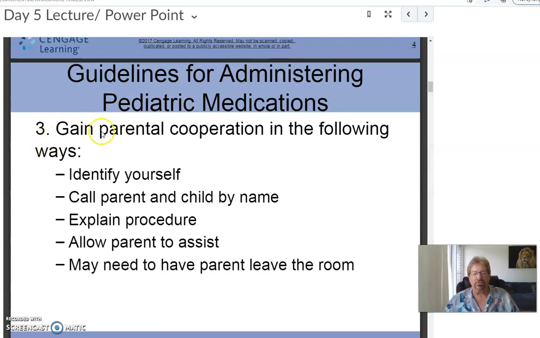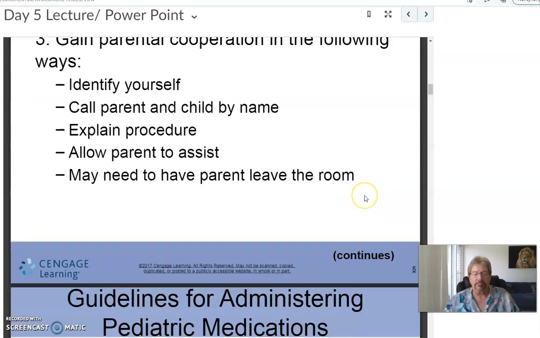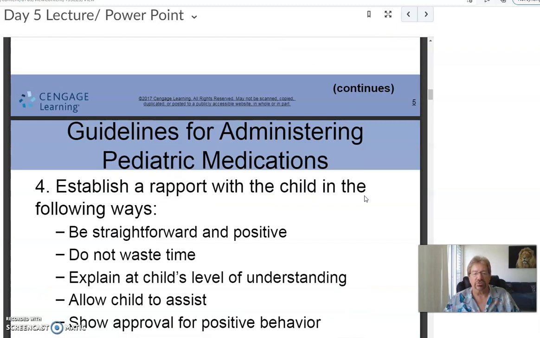Guidelines for administering, let's see, continued. Gain parental cooperation in the following ways. In other words, guys, the parents have to do their job too. Identify yourself. Call the parent and the child by their name. Explain the procedure, what you're going to do. Allow the parent to assist. May need to have the parent leave the room. Why? Sometimes the kid will behave better if the parent's not in there. It just depends. You have to use your own judgment on that.